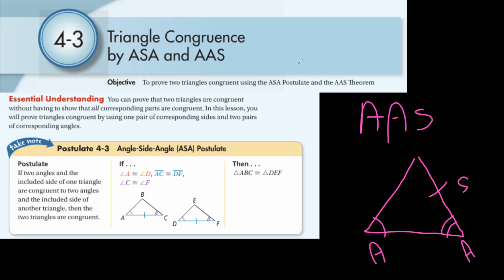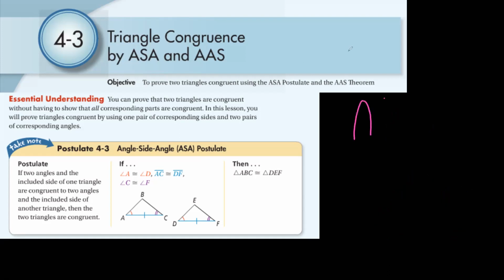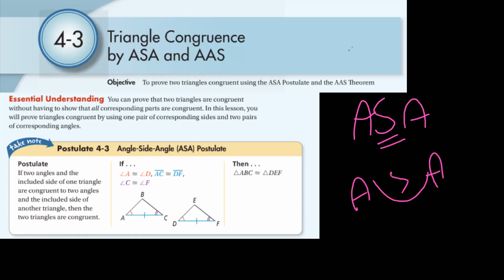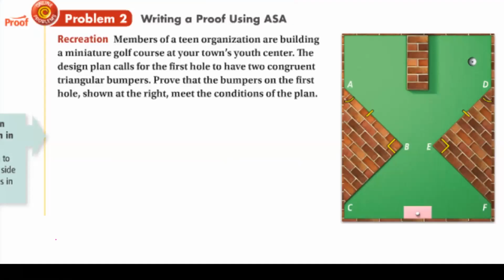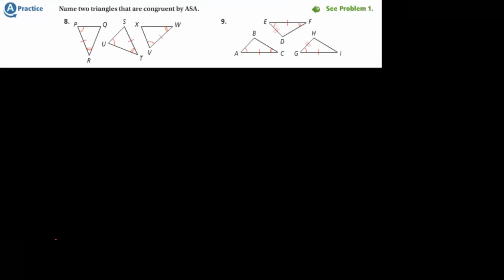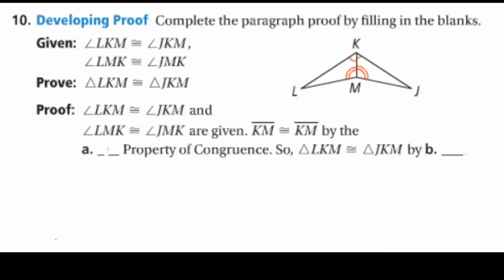ASA, from its name, means the side is included. The side is between two angles. It's included, but in the AAS, the side is not included. And we solved problem one, how to tell which two triangles are congruent. And we deal with this one also, to find which two triangles are congruent.